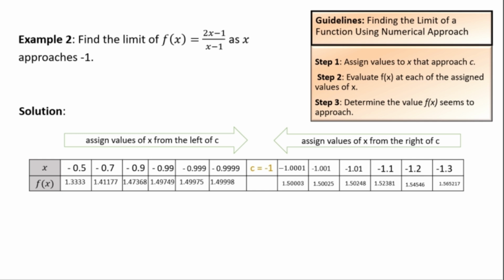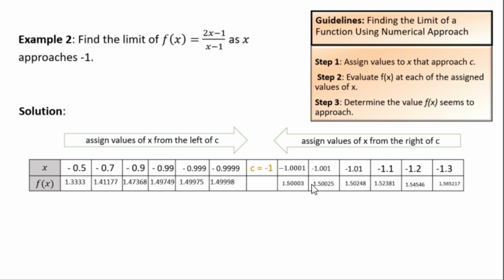As x approaches c from the left, these are the values that we get. The evaluated values of f of x exhibit an increasing pattern, right? So from 1.3331, it increased to 1.41177, then 1.47, 1.49, 1.499, 1.49999. Almost equal to 1.5, right? How about on the other side? What does this tell us?